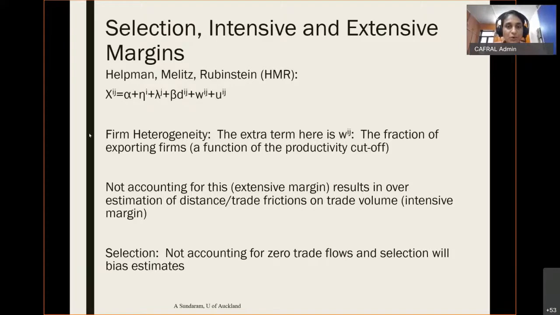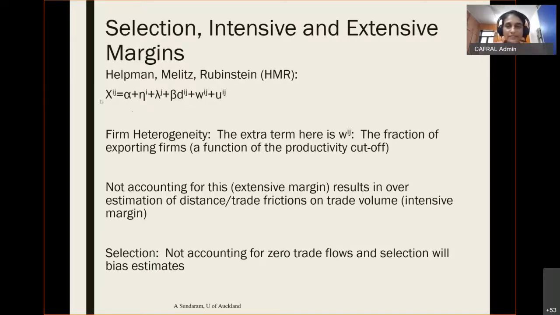Okay? So what Helpman, Melitz, and Rubinstein say is you have to run an augmented gravity model that also picks up the effect of selection or this extensive margin, the idea that only a fraction of firms will export. Okay? That can also help you to take care of the zero trade flows, in a sense. So what do you do with the Helpman, Melitz, Rubinstein model? Now that model is a little complicated to estimate. So I have a more basic version of that model that you can try, which is simply a Heckman selection model.